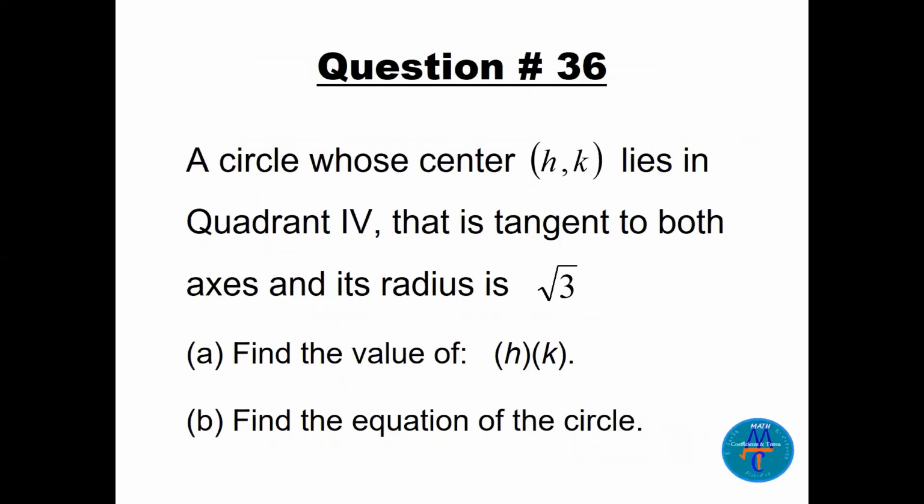Now a circle, that's not difficult, I think. A circle whose center (h, k) lies in quadrant 4, that is tangent to both axes and its radius is square root of 3. Find the value of h and k. You multiply them. So you have to find h and k for sure, then multiply them. B part, find the equation of the circle.